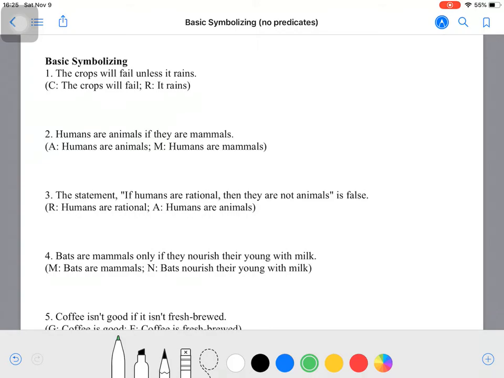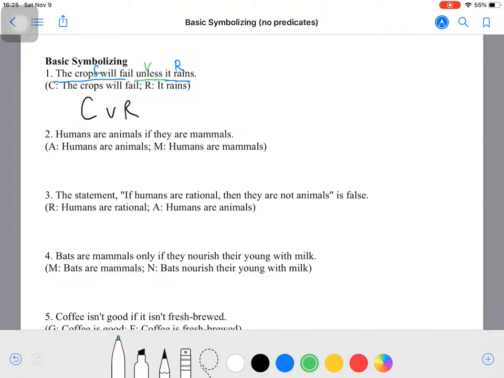So the approach to being able to translate things is to first find any of the operators. In this case, we have an unless. Unless translates as an or, and then underline the rest of the components, which include the clouds will fail, and then it rains. And then above those, we should write the letters that are represented by it. So the clouds will fail is represented by C, and then it rains is represented by R. There's no negations in this sentence, so then we can just translate this as C, wedge, R.